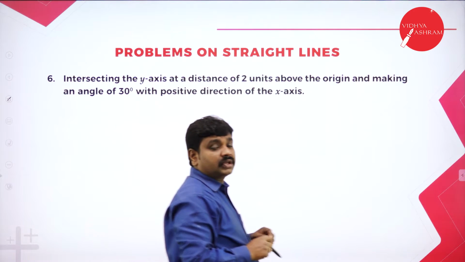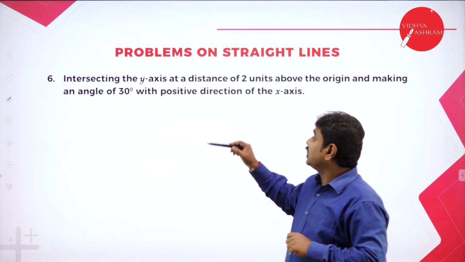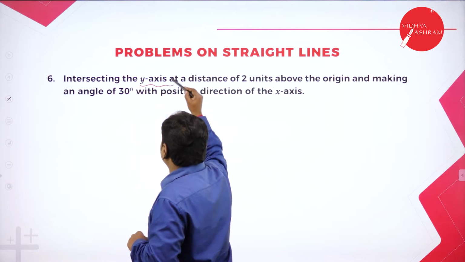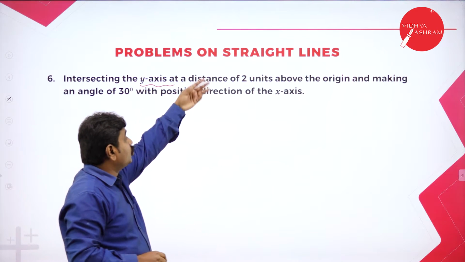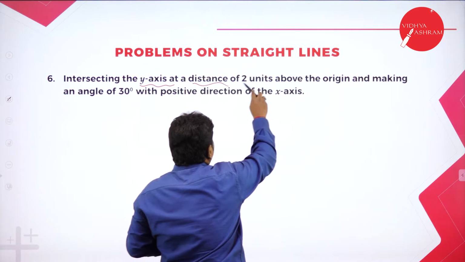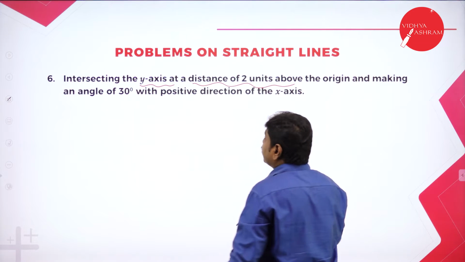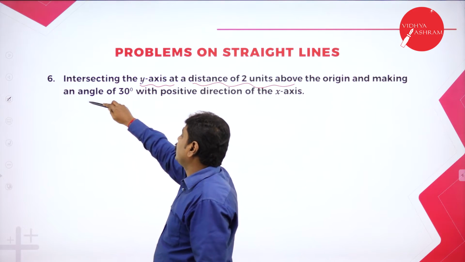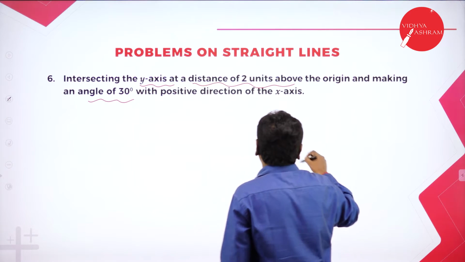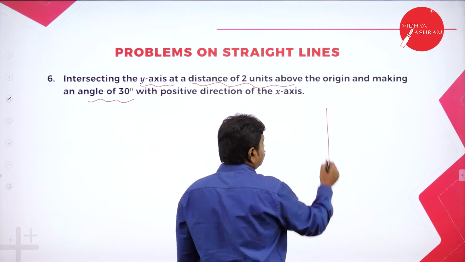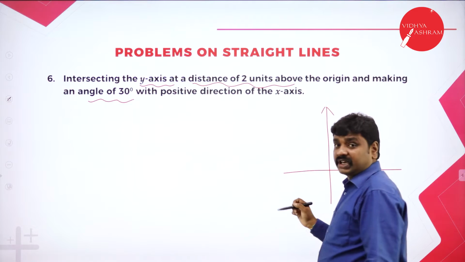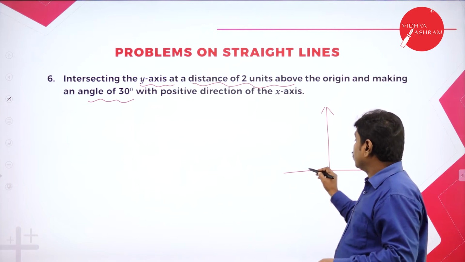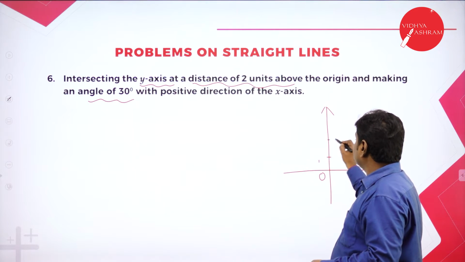So now they want you to find the line intersecting y-axis. The line is intersecting what axis? Y-axis, at a distance above 2 units above origin, and makes an angle 30 degrees. Makes an angle what? 30 degrees with positive direction of x-axis. See, I'll draft the line. So line is cutting 2 units above origin, 1, 2 on y-axis.